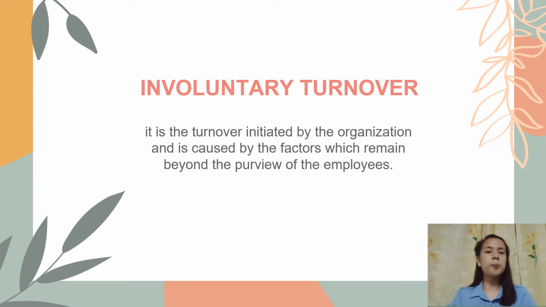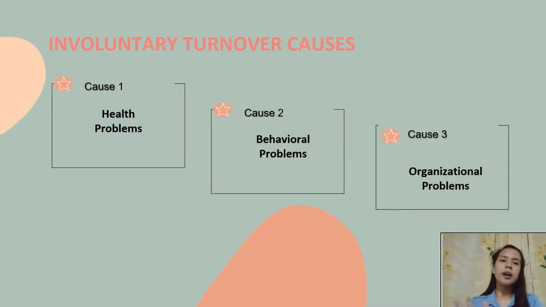The other type of turnover is the involuntary turnover. It is a turnover initiated by the organization and is caused by factors which remain beyond the purview of the employee. Here are some of the causes why an employee is dismissed by the organization. Number 1 is health problems. Health problems that make the employee invalid or unfit to continue the job.